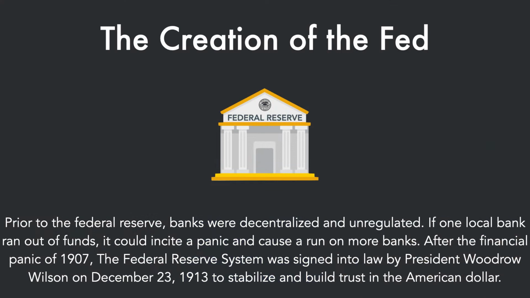So the first thing is, well, how is the Federal Reserve created? Well, check this out, right? The creation of the Fed: prior to the Federal Reserve, banks were decentralized and unregulated. If one bank ran out of funds, it could incite a panic and cause a run on more banks. After the financial panic of 1907, the Federal Reserve System was signed into law by President Woodrow Wilson on December 23, 1913, to stabilize and build trust in the American dollar.